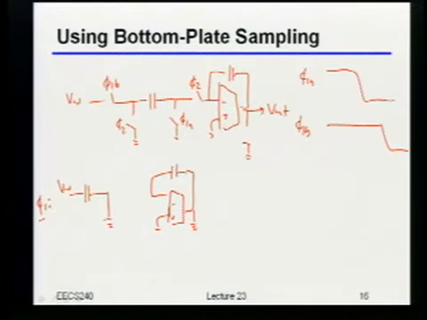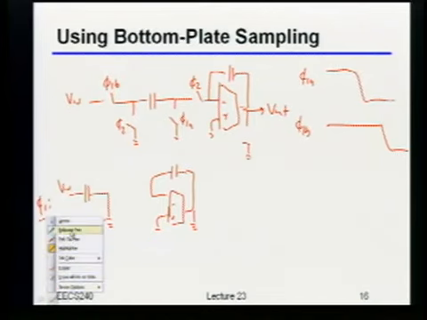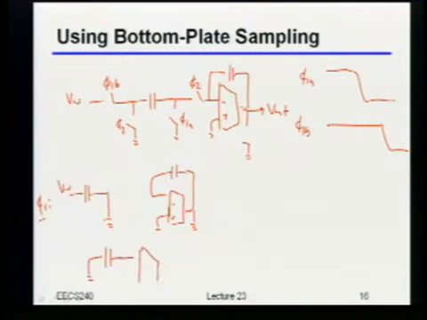Then I turn this switch off. I get some charge injection onto the capacitor, but again, it's a fixed amount of charge because this is just ground. I turn off this switch, and then I turn on this switch and this switch. So I just get the amplifier into that configuration, which again should hopefully be very familiar to everybody.